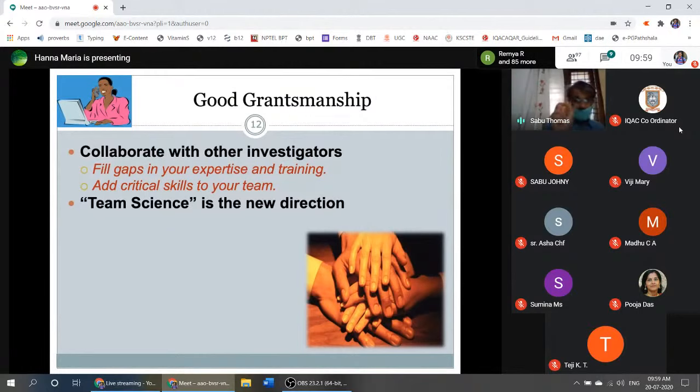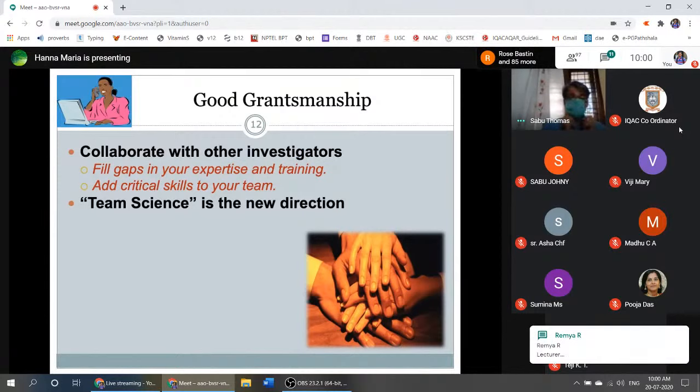So fill gaps in your expertise and training. That's very important. Add critical skills in your team. That is the importance of collaboration. It's always nice to have a collaborative project team. Next one, please.